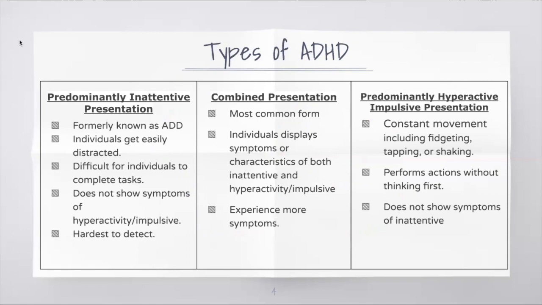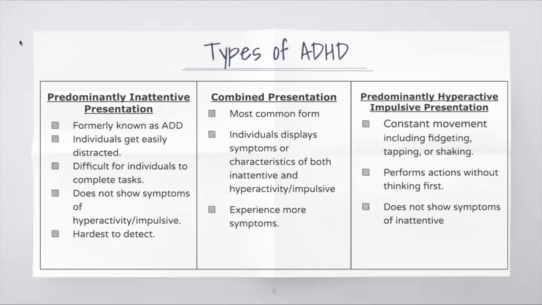These individuals usually get easily distracted when they are completing tasks, and it's difficult for them to complete tasks for long periods of time. Sometimes they may need breaks when they're completing assignments or tasks. A lot of times you would think that these students are daydreaming when really they just have a hard time focusing. And this is the hardest ADHD form to detect because the symptoms aren't as severe. Students who have this type do not show any symptoms of hyperactivity.